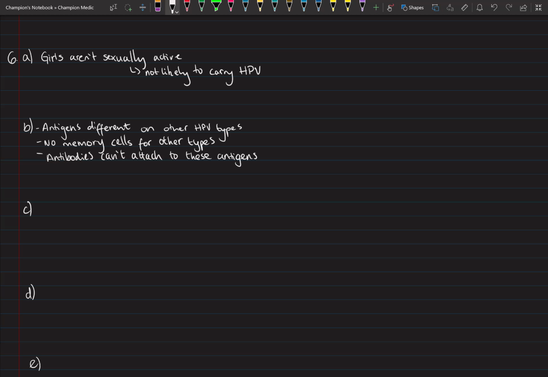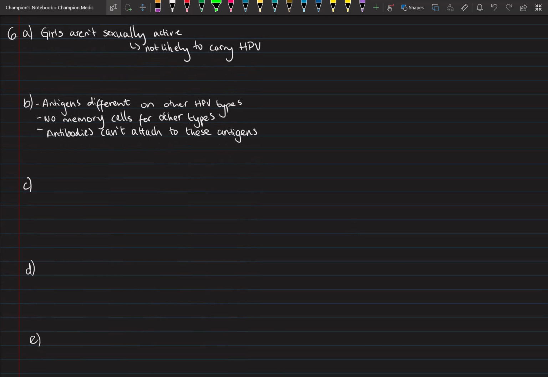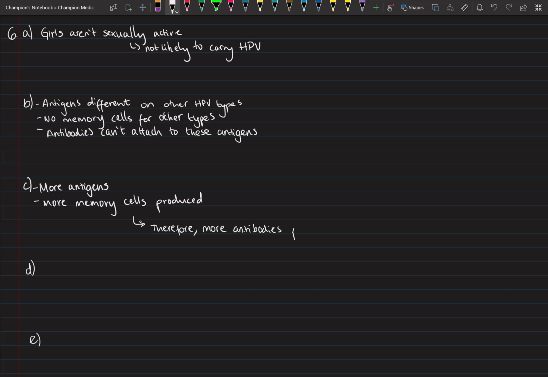Question 6C, use your knowledge of immunity to suggest why 3 injections are given, because you can get more antigens. And if you have more antigens present in the body via a vaccine, you're going to have more memory cells being produced for the secondary response, and as a result of that, you're going to have more antibodies being produced. So your secondary response is going to have a faster rate of production of antibodies, because you have more antigens and more memory cells being produced from the first primary response.